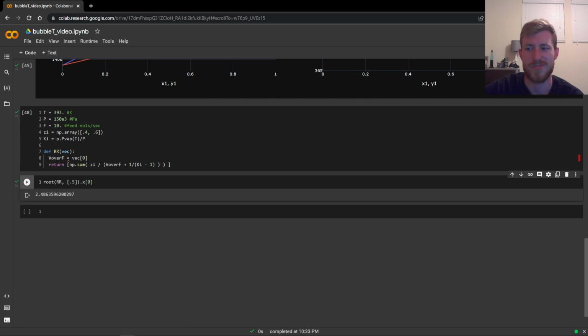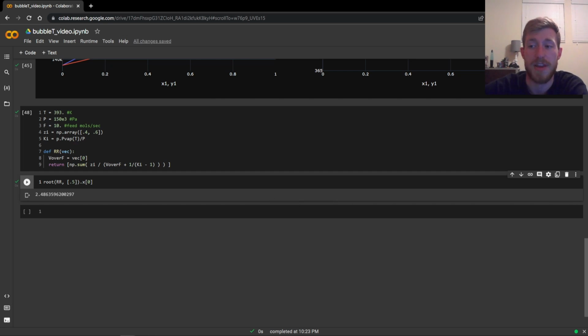And our final answer is 2.48. That's kind of underwhelming, all that work just to get a 2.48 plopped out. But it's no matter because this is our answer. This is the vapor to feed ratio, for which our equation becomes true.